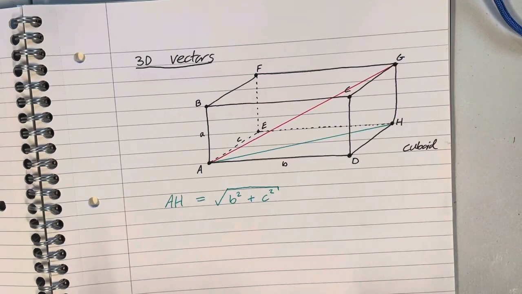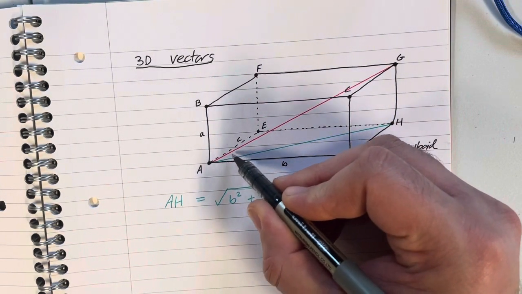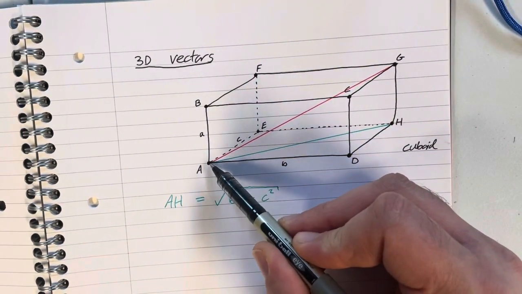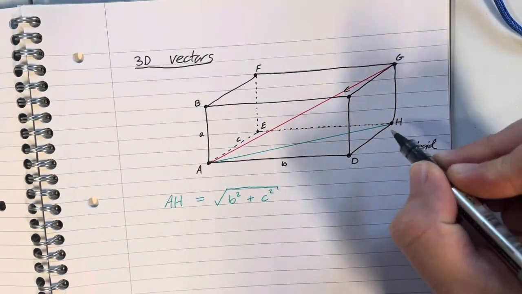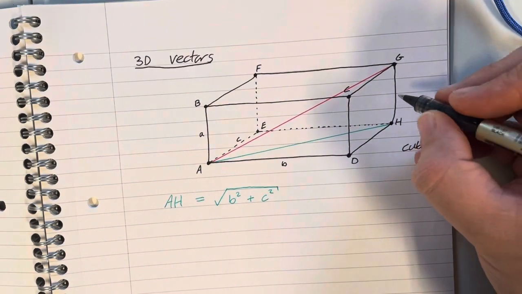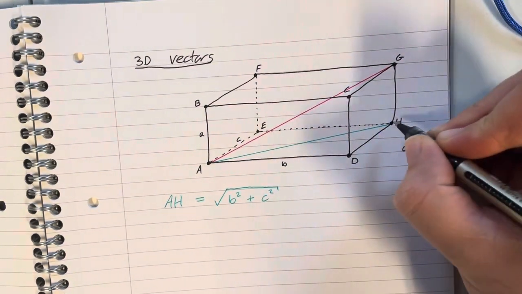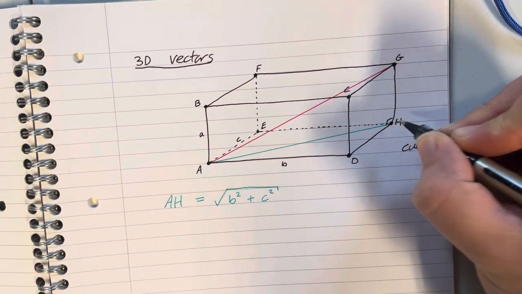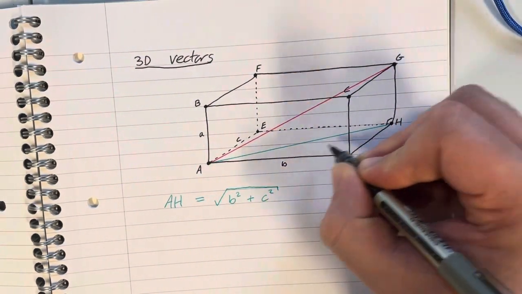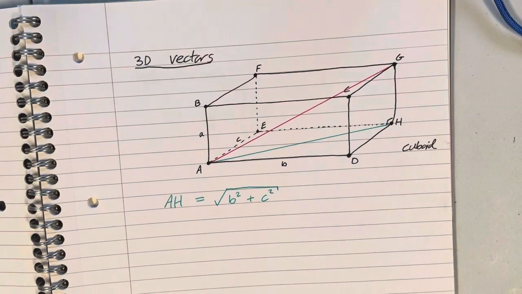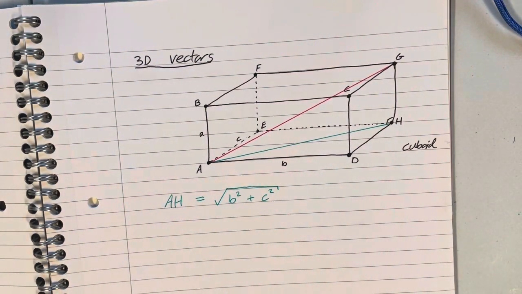Well, we can use that to calculate this length here. So if you consider this right angled triangle, A to G, G to H, and H to A, because this is a cuboid, GH and HA are perpendicular. So that is a right angled triangle. It's just in 3D space. It's very well embedded into 3D space, but we can still apply Pythagoras to it. It's still a 2-dimensional right angled triangle.